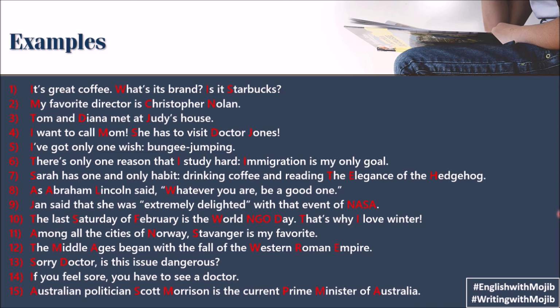And number 15. Australian politician Scott Morrison is the current Prime Minister of Australia. Again, beginning of the sentence and nationality. Scott Morrison is a proper noun. Prime Minister of Australia is a title. So we are capitalizing the first letters of the important words.